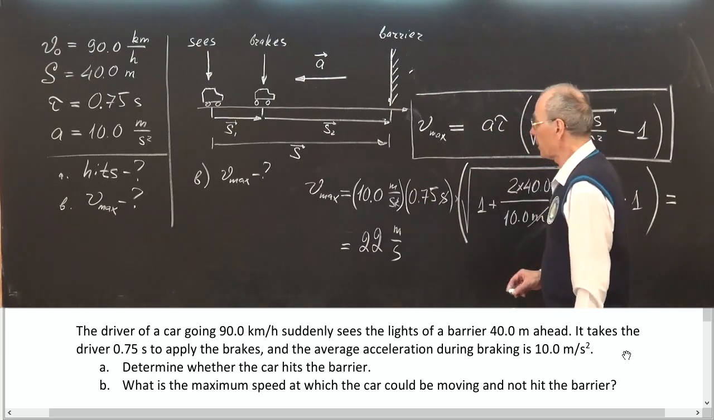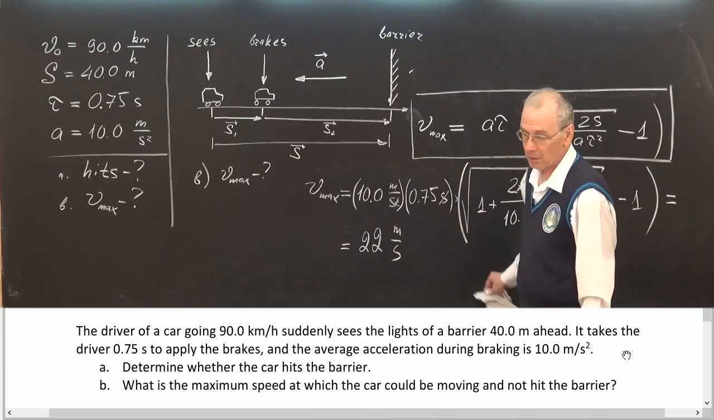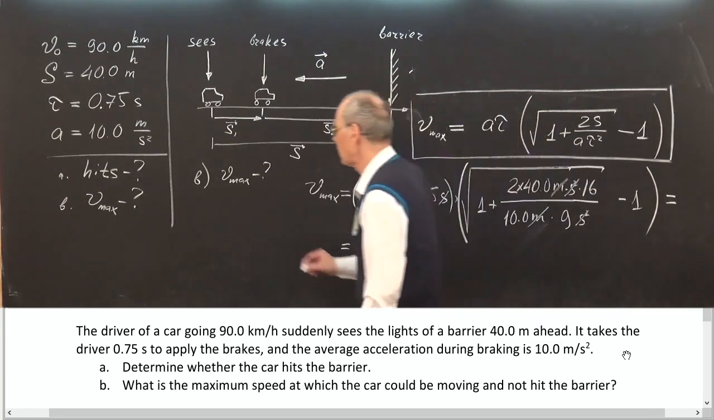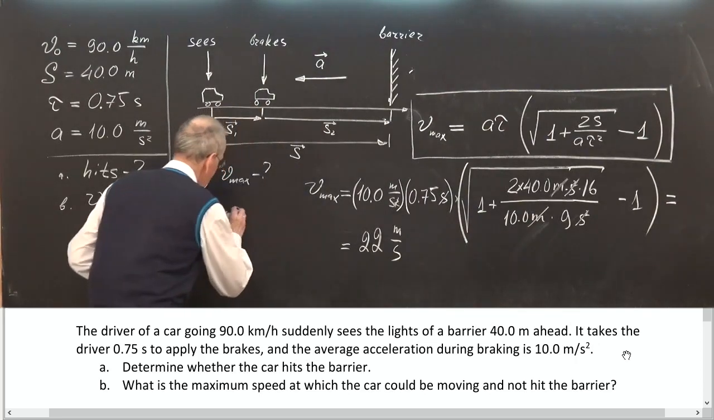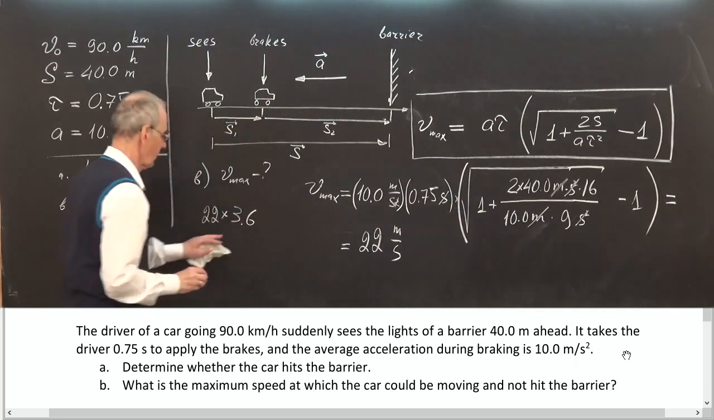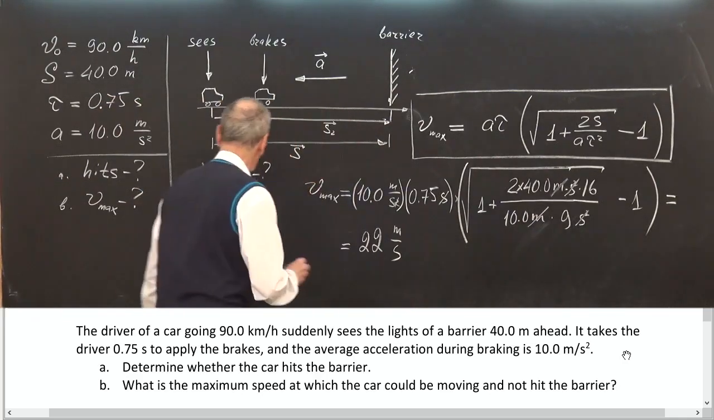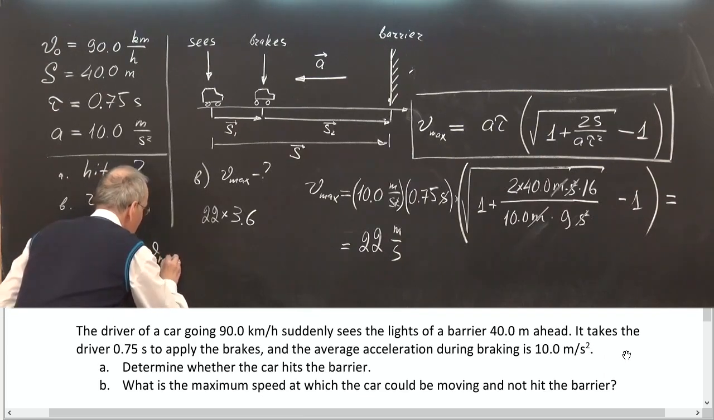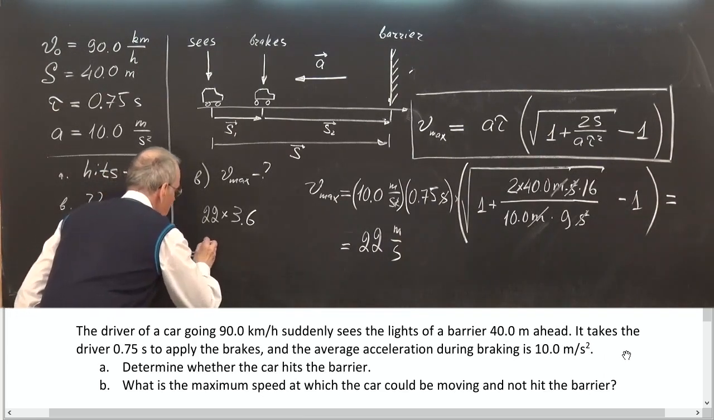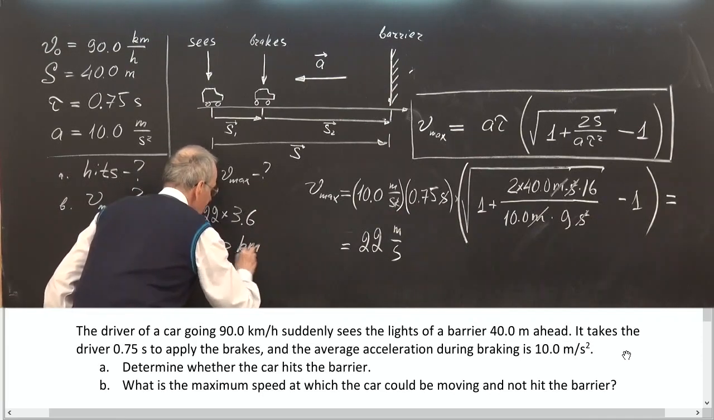And now let's write it in kilometers per hour. 22 times 3.6 gives us 78 kilometers per hour. So V max is 78 kilometers per hour.